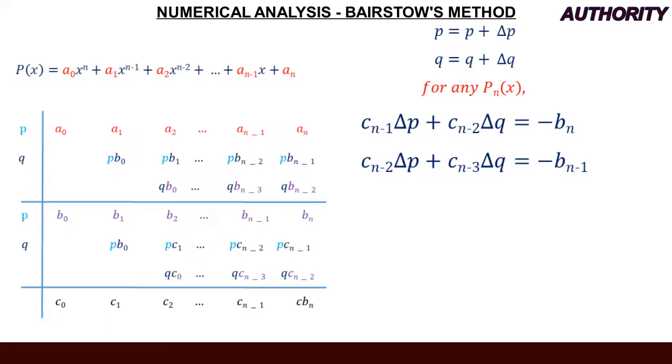When you have Cn-1 delta P plus Cn-2 delta Q is equal to minus Bn, that is one equation. Then another equation: Cn-2 delta P plus Cn-3 delta Q is equal to minus Bn-1. These two equations are related, so we can solve them simultaneously to obtain your delta P and delta Q.